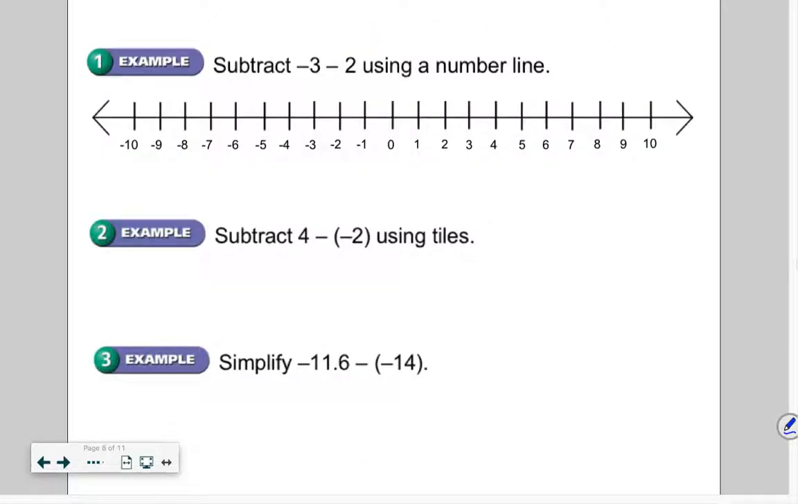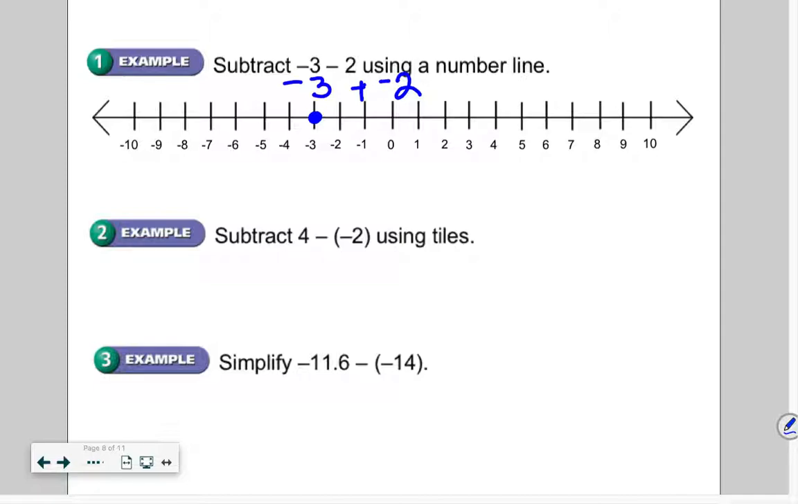Okay, subtract -3 minus 2 using a number line. Do you remember how we plot this on the number line? What should be the first number we put on the number line? We're going to put -3 on the number line. If we follow our rule to change subtraction to addition, change the sign of the second number, our subtraction sign becomes an addition sign, and a +2 becomes a -2.